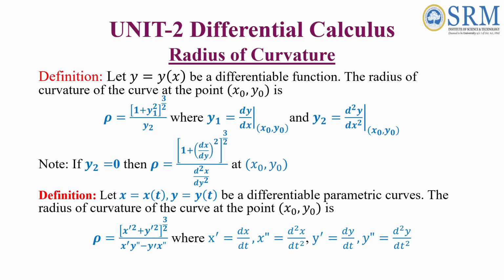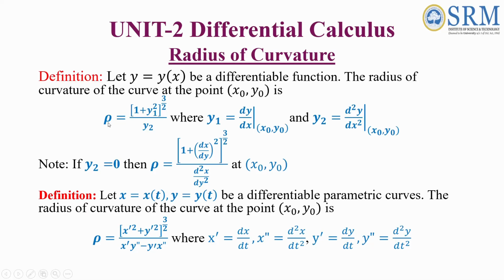The first definition is the radius of curvature of the curve y equal to y of x. Let y be a differentiable function. Then the radius of curvature of the curve at the point x0, y0 is defined as rho, which is equal to (1 plus y1 square) whole power 3 by 2 divided by y2, where y1 is dy by dx at the point x0, y0, and y2 is the second derivative d square y by dx square at the point x0, y0. Note that if y2 equal to 0, then the radius of curvature becomes infinity.